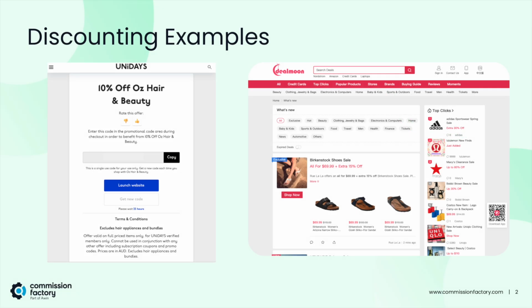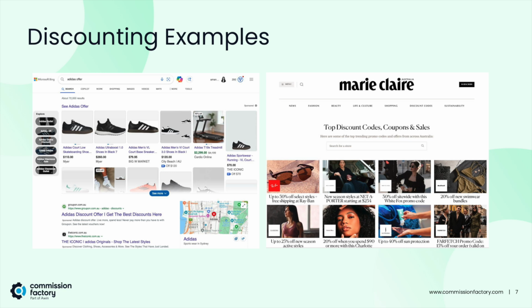Now, I've shared some examples. Here we have an example of a single-use code with Unidays, and here we have DealMoon. So as you can see already, these might not be looking like a typical coupon publisher. The DealMoon community is very much brand focused, product focused. Here we have an example of strong SEO. So I was looking for an Adidas offer, and you can actually see in my search results that Groupon was the highest organic ranking. A lot of these partners rank really well organically. And then Marie Claire is an example of a white labeled coupon solution. As you can see, it's not what you might think when you think of a coupon site.